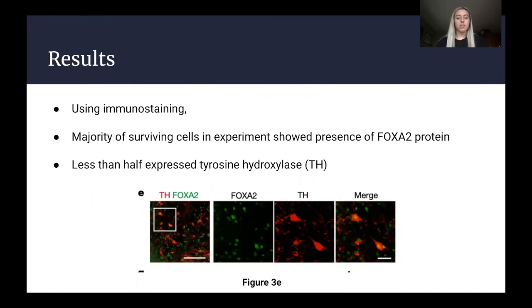As seen in Figure 3E, the cells that survived showed a result of FOXA2 protein, and less than half of the monkeys showed presence of tyrosine hydroxylase.